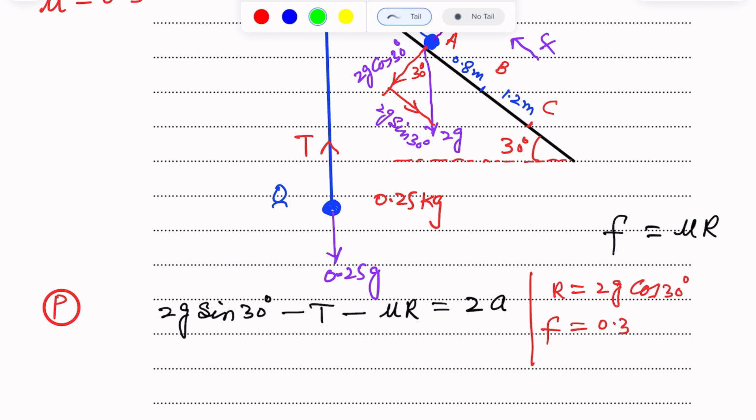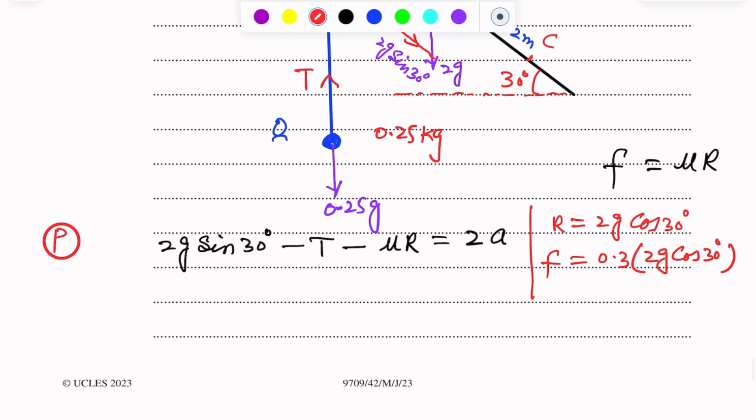This is the value of mu, and R is 2g cos 30 degrees. Now by using a calculator we get the value of F, that is 3 under root 3. Now putting here the value of F, mu R is equal to F. The value of mu R we have found, that is 3 under root 3.